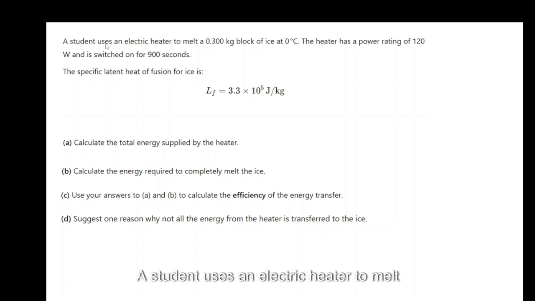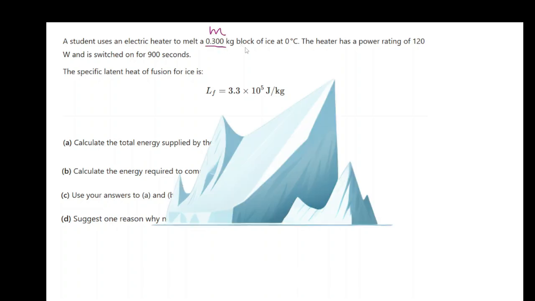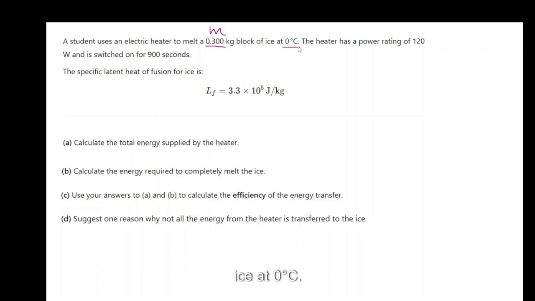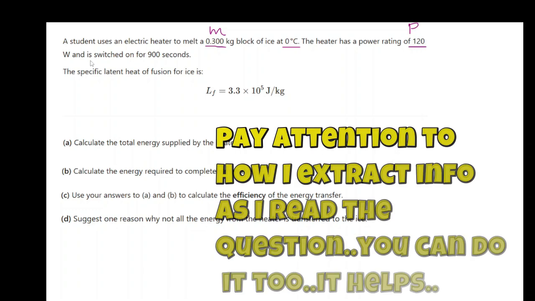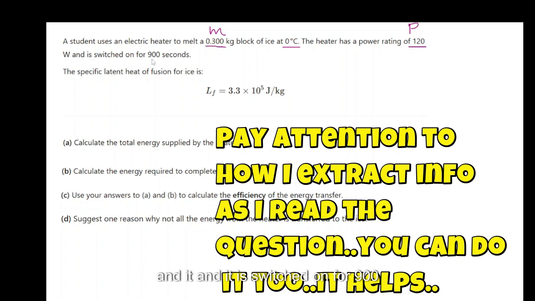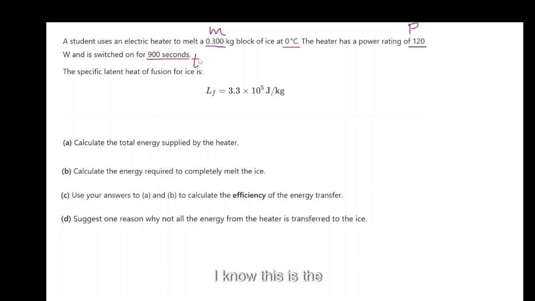A student uses an electric heater to melt 0.3 kilograms. This is the mass of ice at 0 degrees Celsius. The heater has a power rating of 120 watts. So I know this is the power. And is switched on for 900 seconds. I know this is the time. The specific latent heat of fusion for ice is 3.3 times 10 to the power of 5 joules per kilogram. Calculate the total energy supplied by the heater.